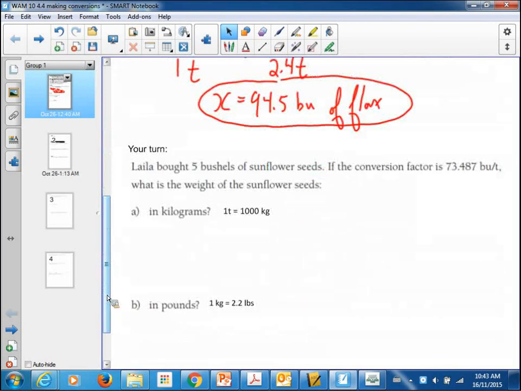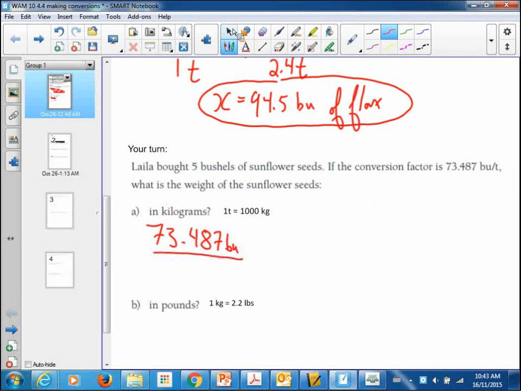Now, this is the same kind of problem, but I'll go through this a little bit with you too. We've got to remember what tons are in kilograms, and I have it indicated here. 1 ton is 1,000 kilograms. So if Layla bought 5 bushels of sunflower seeds, the conversion factor is almost the same problem, 73.487 bushels per 1 ton. But because we want kilograms, we'll use the same thing as 1 ton, 1,000 kilograms.